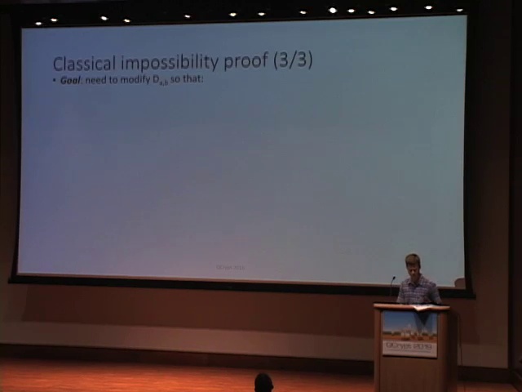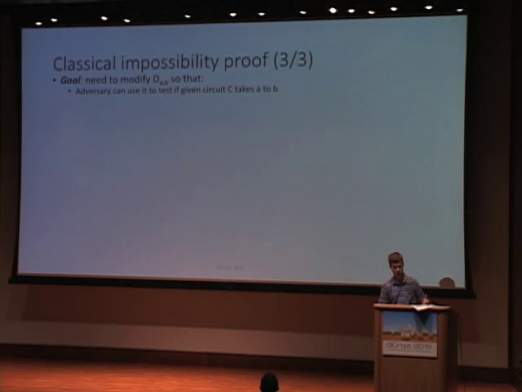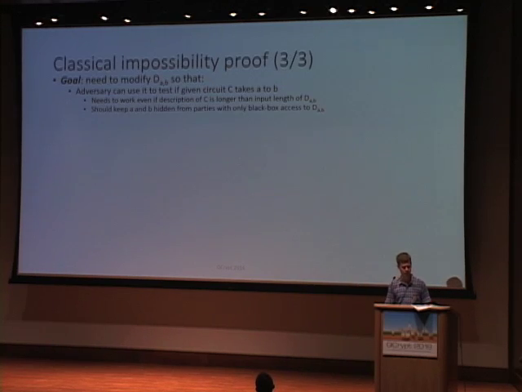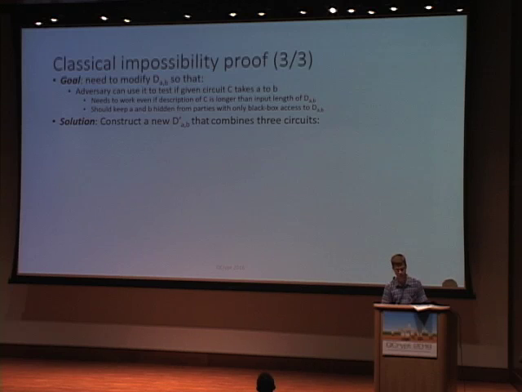Our goal is to modify this circuit D so that two properties hold. One, the adversary can use this circuit D to test if a given circuit C maps A to B, and it needs to work even if the description of C is longer than the input length of D. That was the problem in the prior case. And then crucially, the second property: it should keep A and B hidden from parties with only black box access to D. Because if we let the simulator discover what A and B are, we're all dead. There is no purpose to doing this.